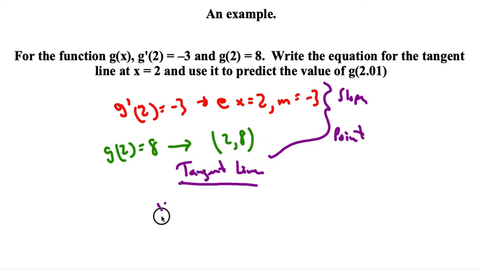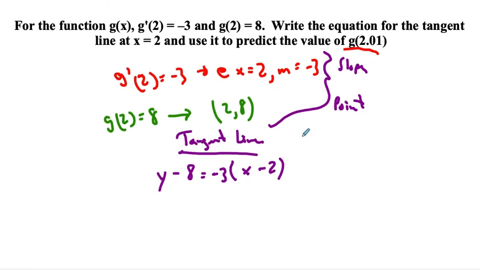How? y minus the y value, aka 8, equals the slope, aka negative 3, times x minus 2. Now remember, it defaults to minus because it is a transformation, so positive becomes negative. Don't forget that. That'd be silly to screw up. Now then it says use this to predict the value of g of 2.01. Now we don't know anything about this function except that it hits this point and it has that slope at that point. So this is where we can only predict using this, well, tangent line.